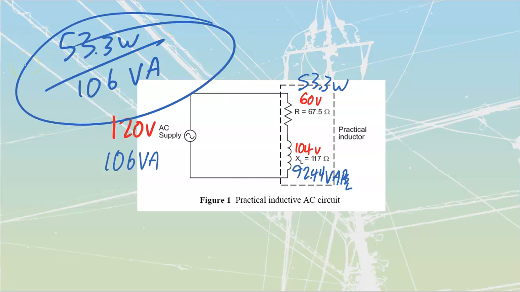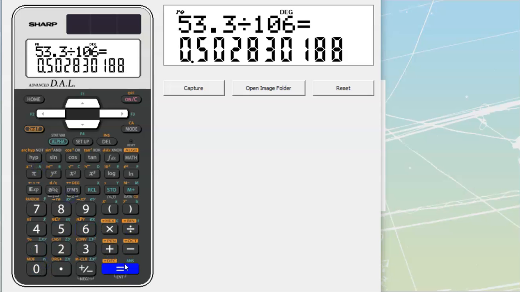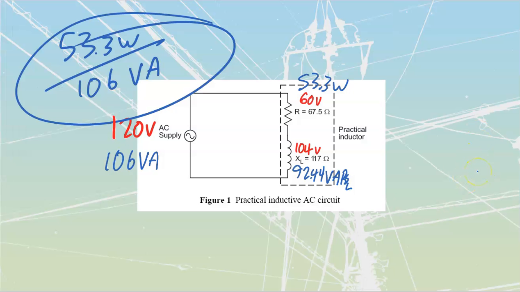What is this going to be? Well, we'll just take that as a percentage. 53.3 divided by 106. My watts divided by my VA, which gets me to 50% for this thing. That's not very good, that I'm only using a 50% power factor off of this one.